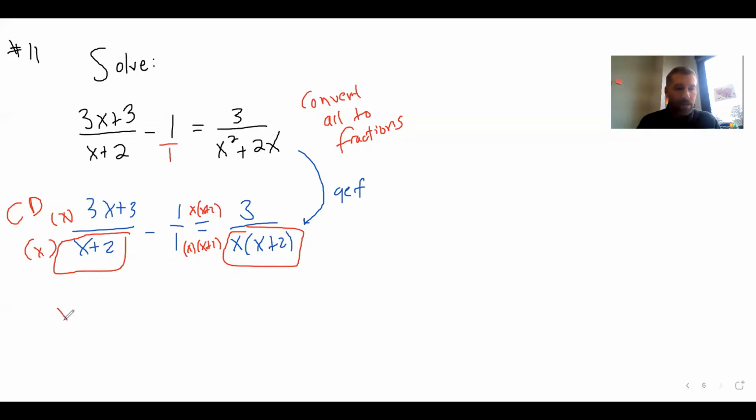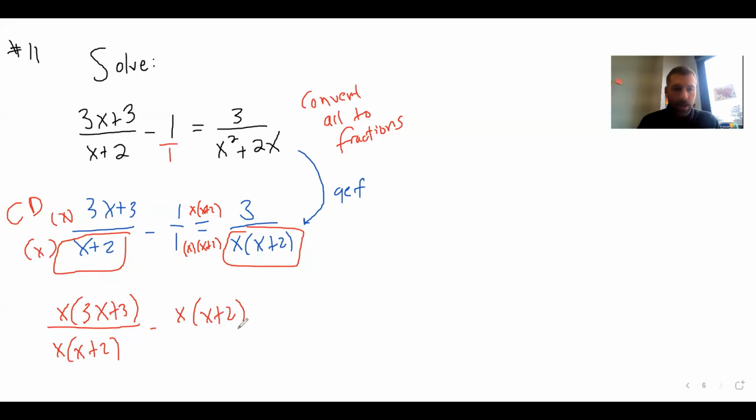We've got x times the quantity, 3x plus 3. I'm showing all my steps. I'm being very deliberate here. And then I've got x times the quantity, x plus 2, minus, well, let's see, I'm multiplying by 1, so that's just going to keep it the same.